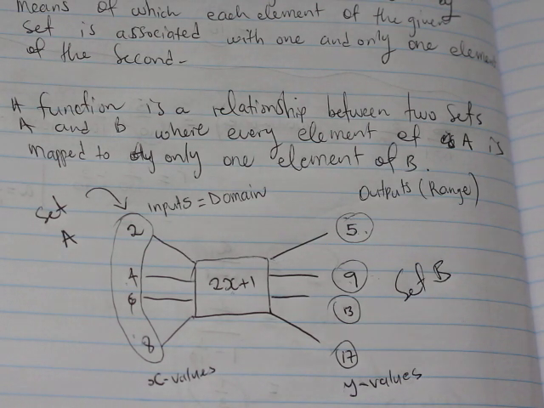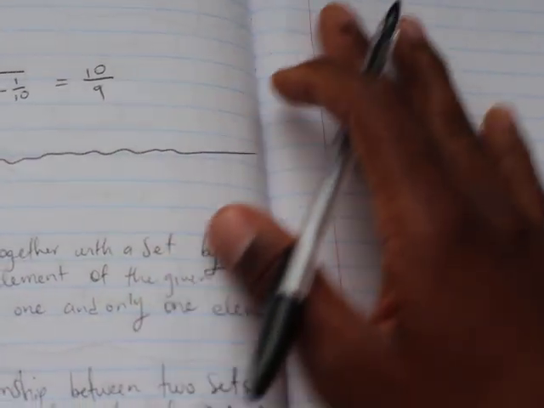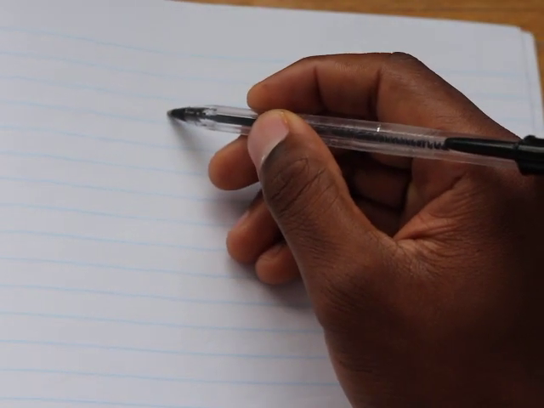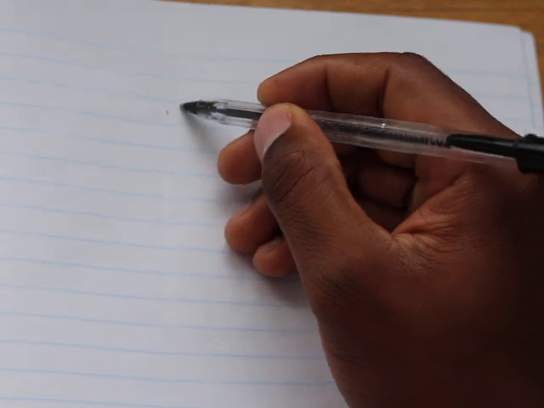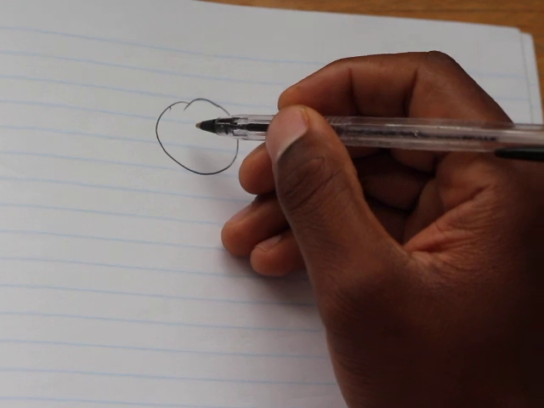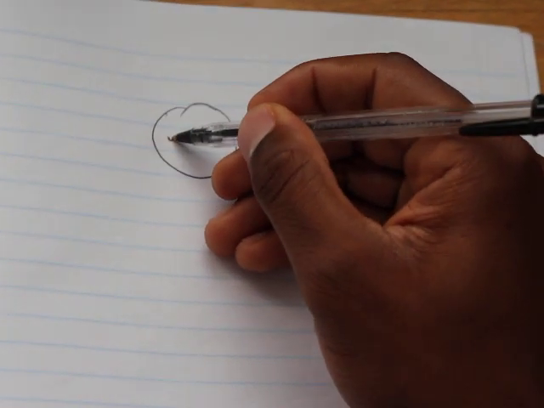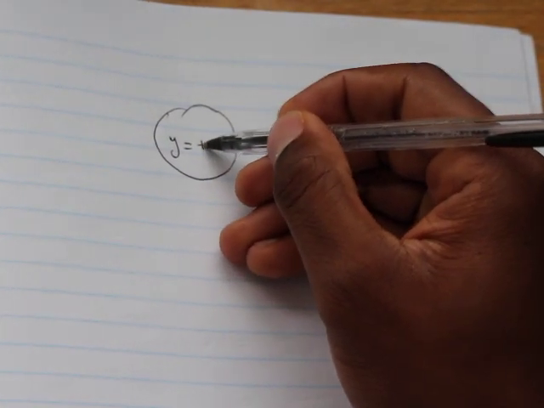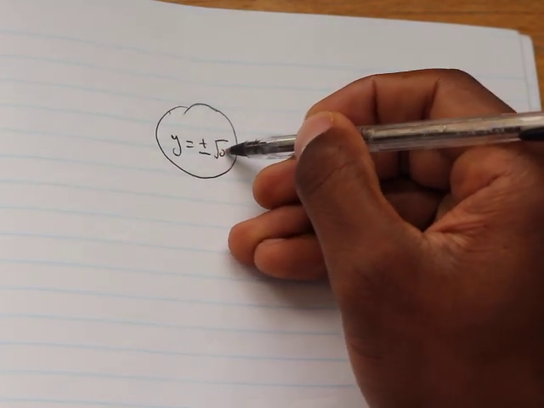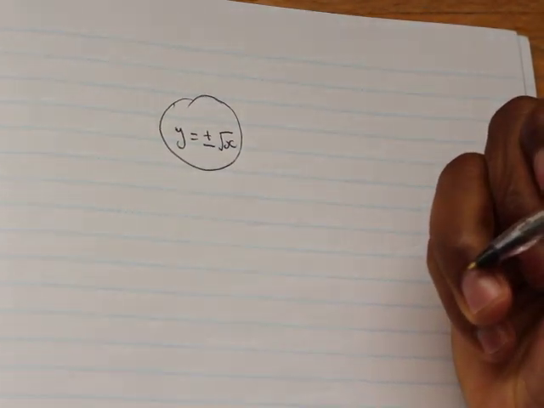So I'll give you guys a quick example where we don't have a function. Let's look at this one. Let's draw something like this, not a box this time around. So let's say we've got y is equal to plus minus square root of x. Okay, plus minus the square root of x.